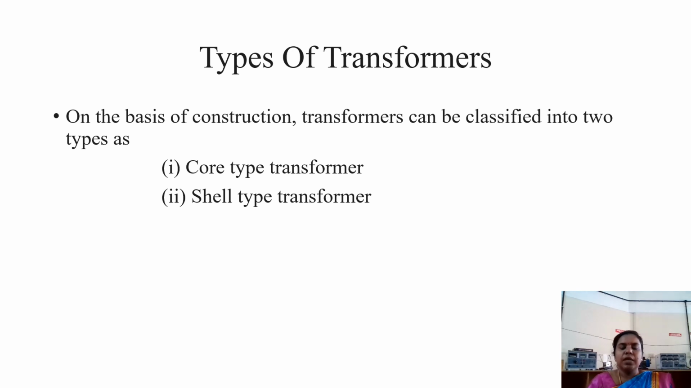So generally we saw what a transformer is and about its construction. Now we can see the various types of transformers, based on different purposes or different features. First, based on the construction, we have two different types, which are called core type and shell type transformer.